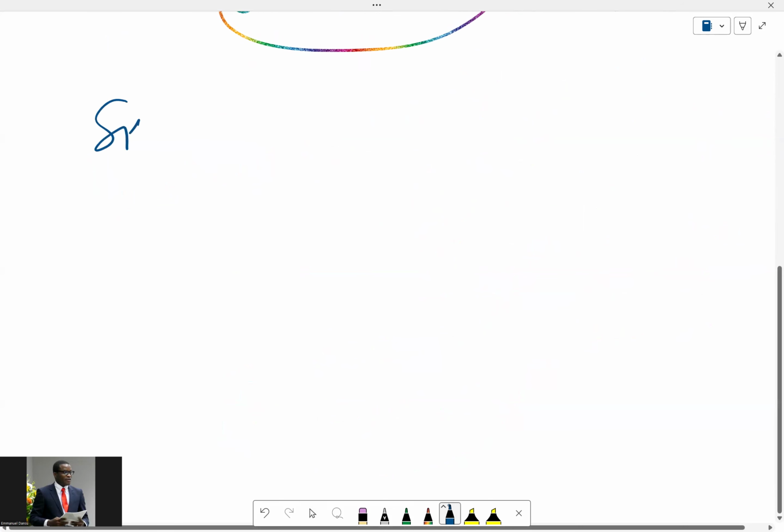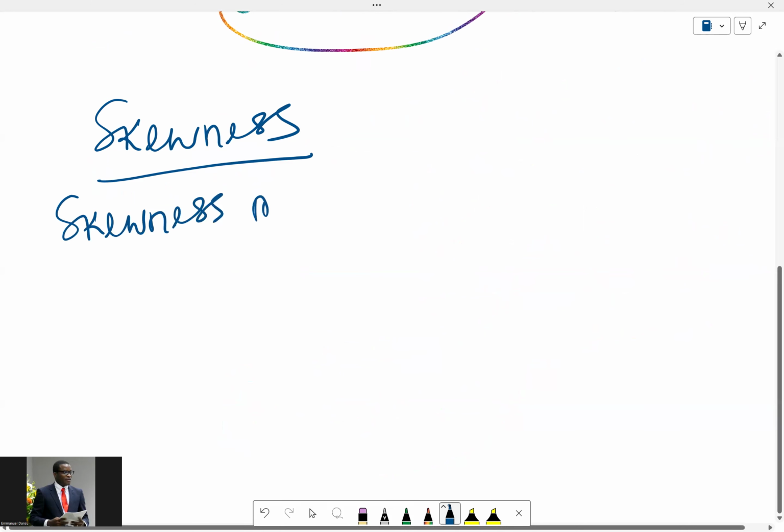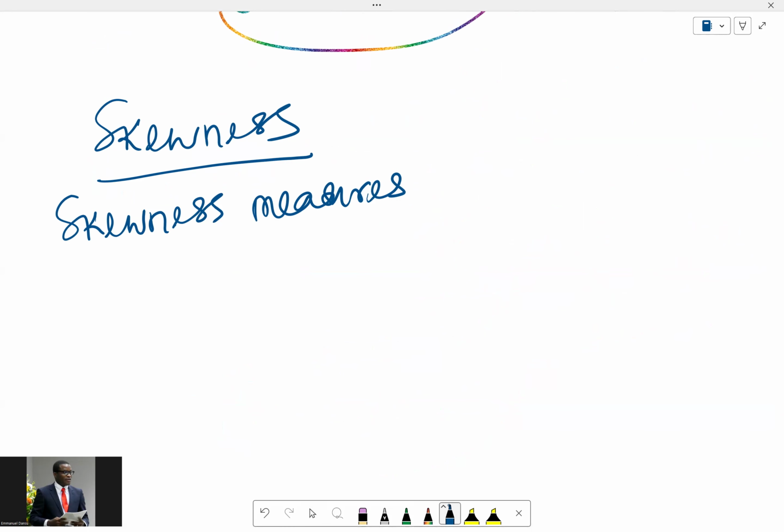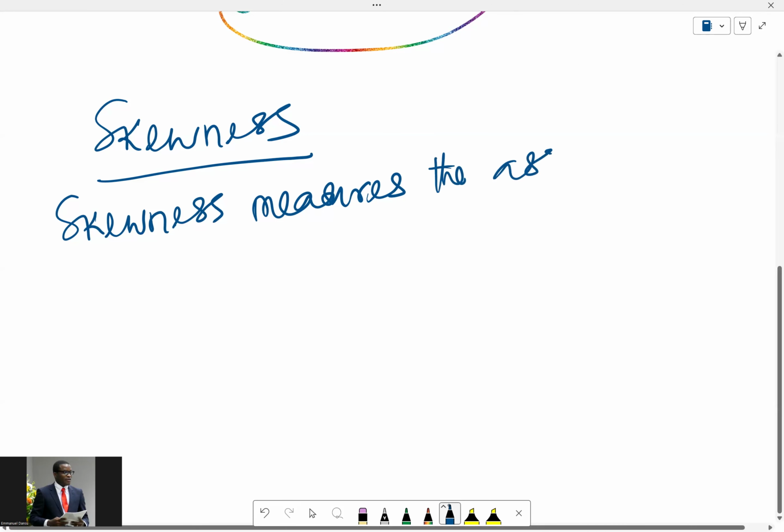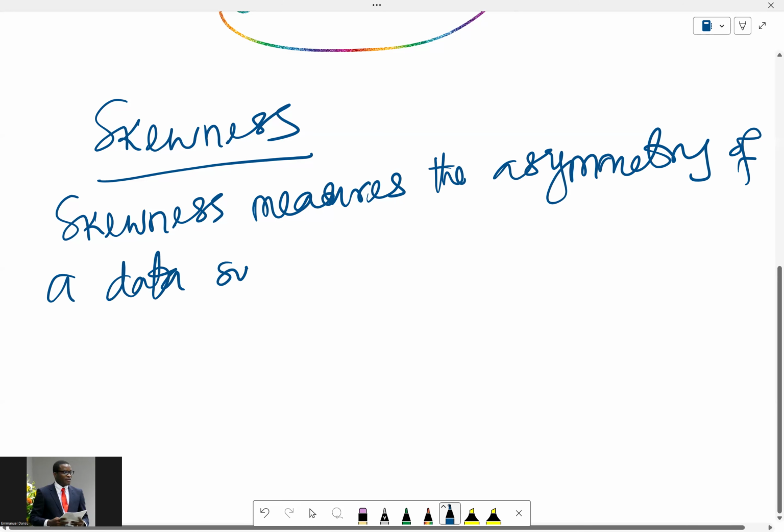First of all, when we talk about skewness, what is that? Since we talked about measures of shape, skewness simply tells you the shape of your data set, how your data is distributed. In talking about shape, we have skewness and kurtosis, and skewness measures the asymmetry of a data distribution.